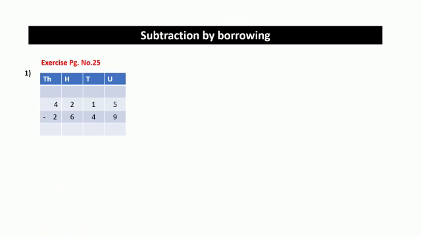The first sum, 4215 minus 2649. Now in units place, my dear students, 5 minus 9. 5 minus 9 subtraction is not possible. So in this case, we have to borrow one number from tens place. After borrowing one number from tens place, 5 will become 15. 15 minus 9, answer is 6.